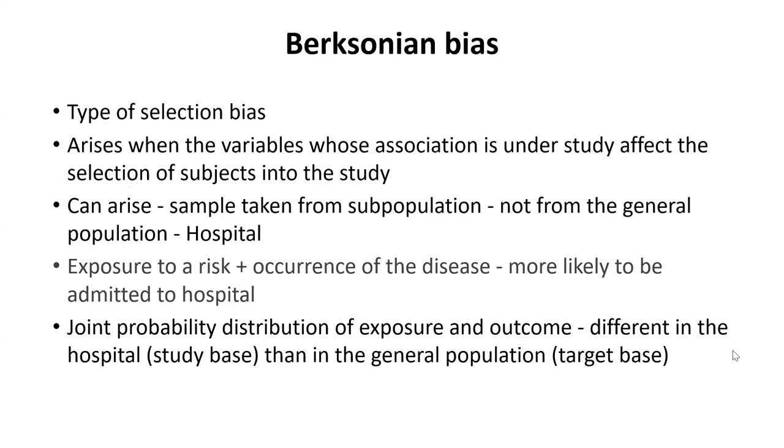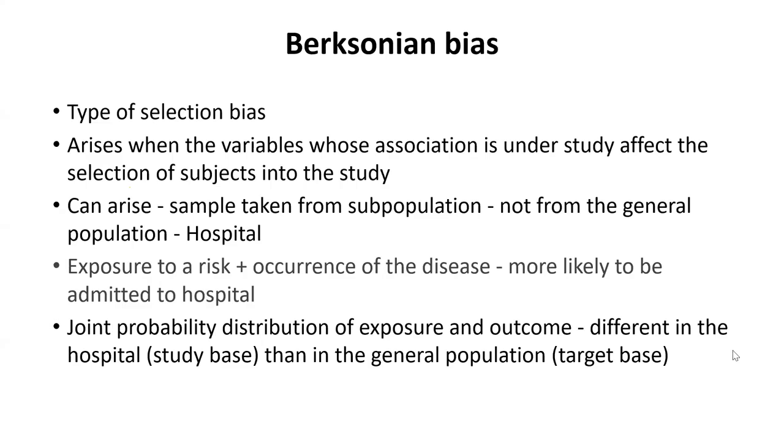So variables whose association, that is this risk which you are wanting to study, its presence or absence also plays a role in the patient being hospitalized. If this scenario exists, then we say it is Berksonian bias. Now, this last sentence again will help you to understand what Berkson's bias is.